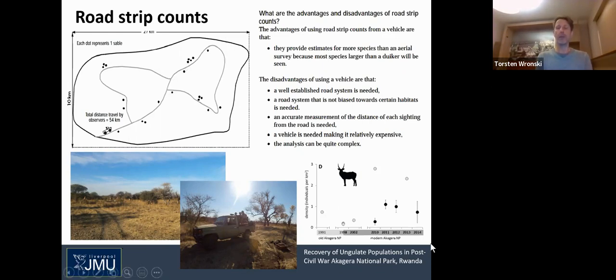An interesting study which has applied this method is the recovery of ungulate populations in the post-Civil War Akagera National Park in Rwanda, whereby road counts were employed over several years to monitor the increasing wildlife population after the park was reduced in size in 1997.